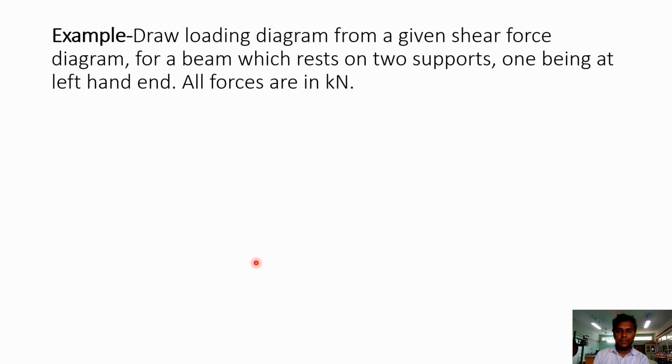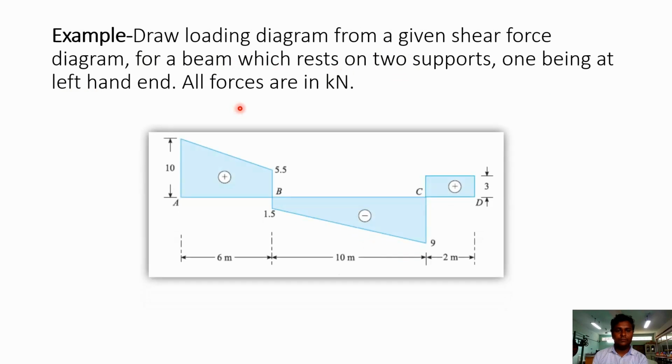Now let us see one example based on this. The example is: draw the loading diagram from a given shear force diagram for a beam which rests on two supports, one being at the left hand end, and all the forces are in kilonewton. If we see this given diagram here, all the values of the shear forces are given in kilonewton, all the distances are given, and one more thing is given: the beam is simply supported at end A.